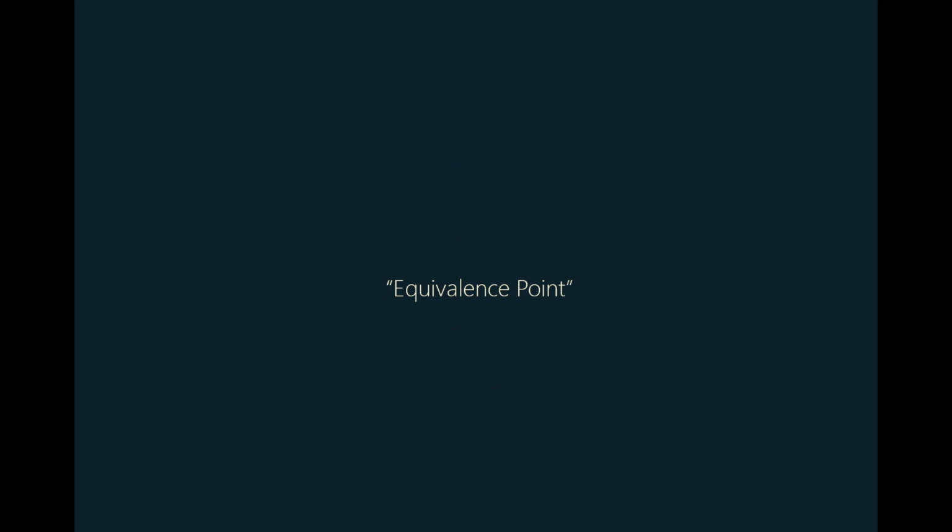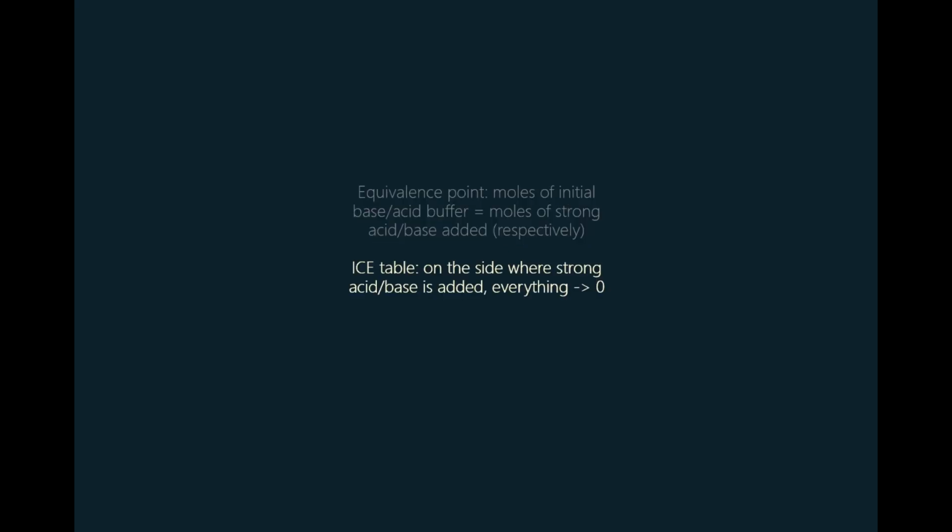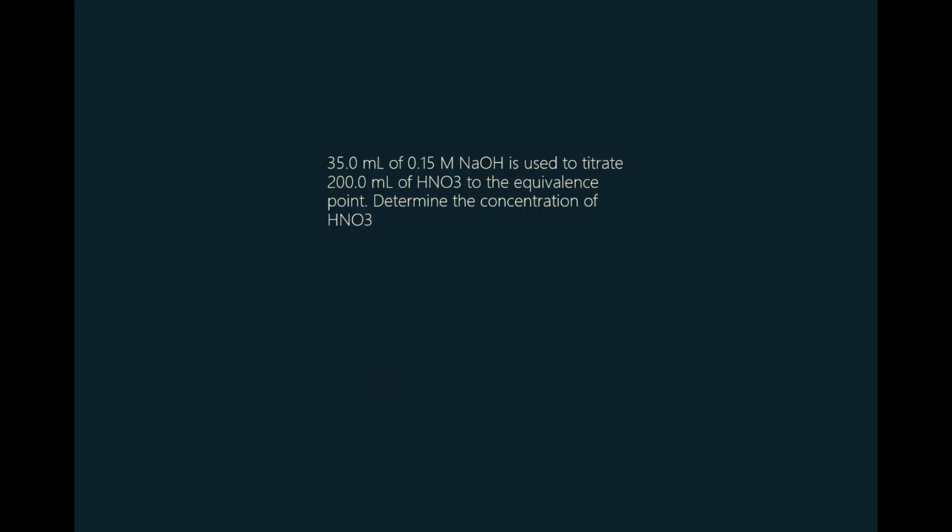Next, we'll deal with questions involving this term called equivalence point. So equivalence point is where the moles of buffer we have originally is equal to the moles we have of our strong acid or base. And if that sounds confusing, just know that at the equivalence point, everything on one side of the arrow in the ice table will go down to 0. Like so. So let's do a problem.